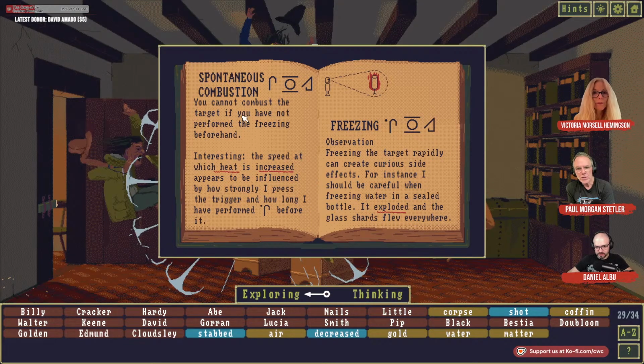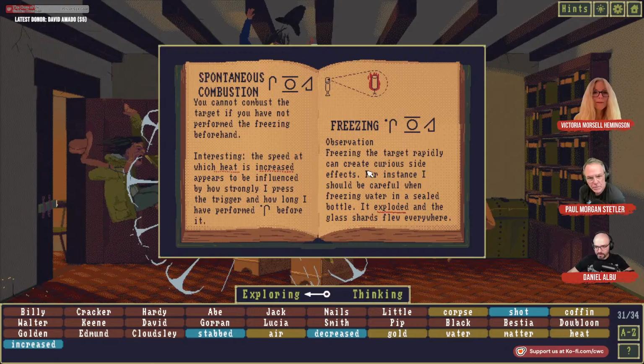You cannot combust the target if you have not performed the freezing beforehand. Interesting. The speed at which heat is increased appears to be influenced by how strongly I press the trigger and how long I have performed this before it.